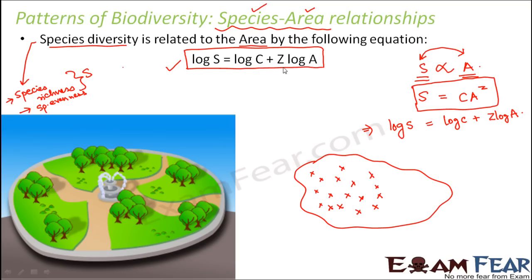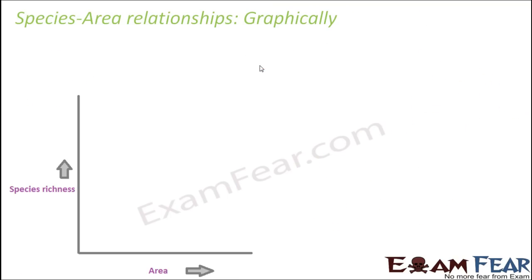And what about Z? Now, we will try to understand what C and Z are and their significance in this equation with the help of a graph, so that the graph will help you to understand it better. So let us try to understand the species-area relationships graphically. Here on the graph we have taken the species richness, denoted by S, on the y-axis, and the area, that is A, on the x-axis.